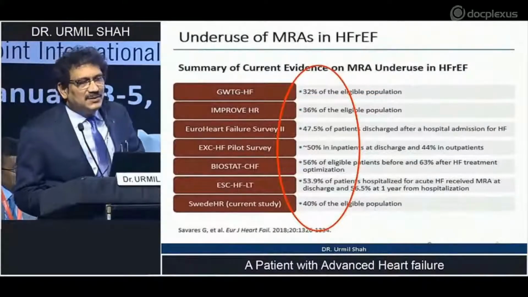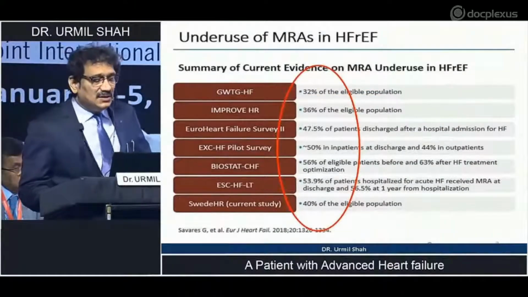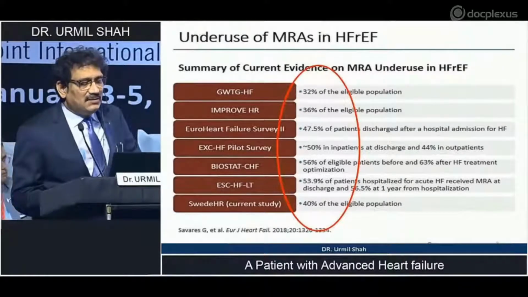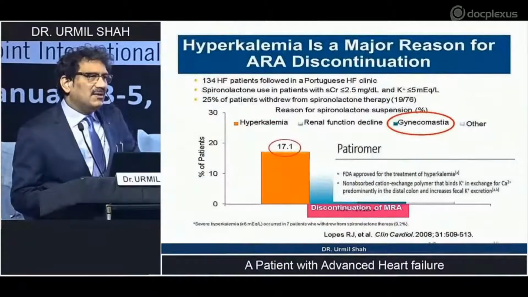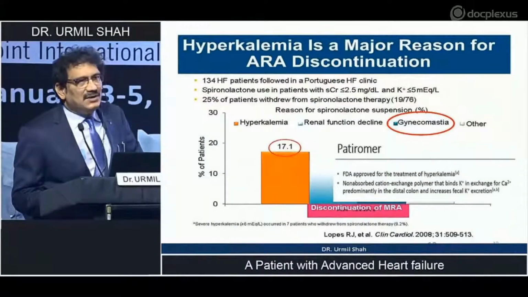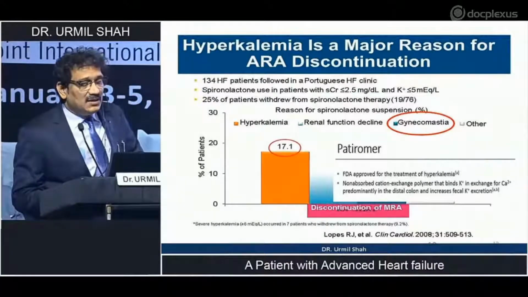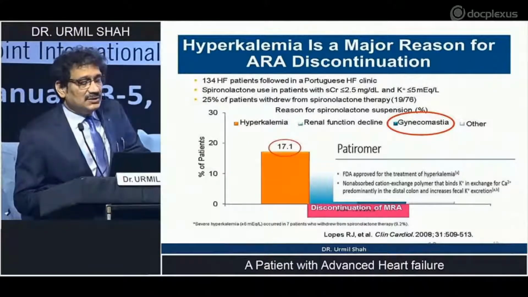MRA use is a class 1 indication, but it is underused. About 30 to 40, even 50% of patients are not taking MRA because of the fear of hyperkalemia. About 20% of patients do develop it, and that is the reason they cannot take it. Gynecomastia sometimes develops; if so, it can be switched to eplerenone instead of spironolactone. If it is because of hyperkalemia, we can give a potassium binder, available in the USA, which reduces the potassium, and one can give the MRA, a class 1 indication, to the patient.